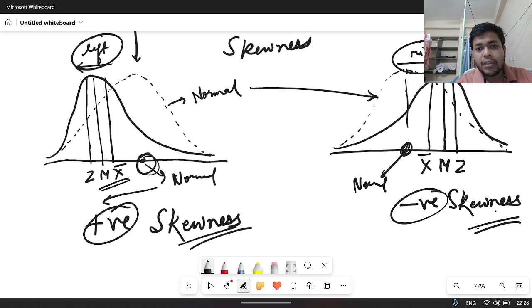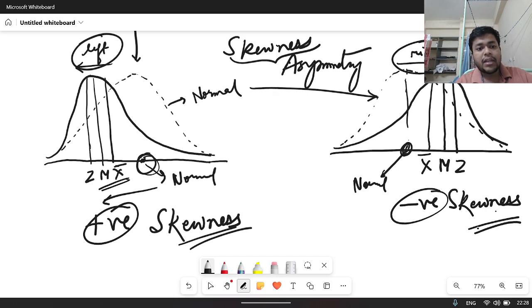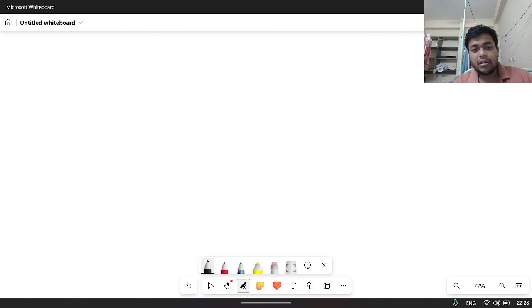Skewness is nothing but asymmetry. This graph is not symmetric, right? This is not symmetric. This was symmetric. Symmetric means what?